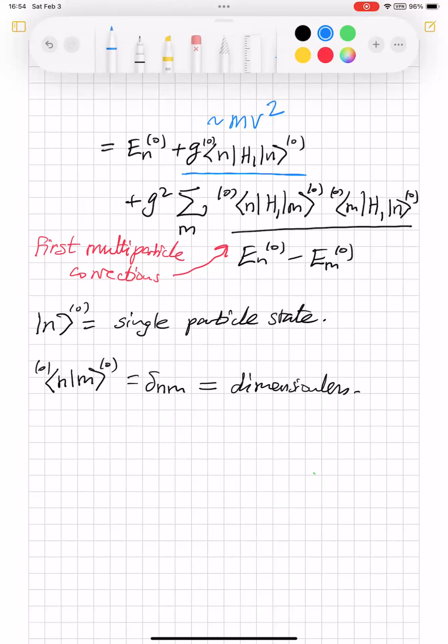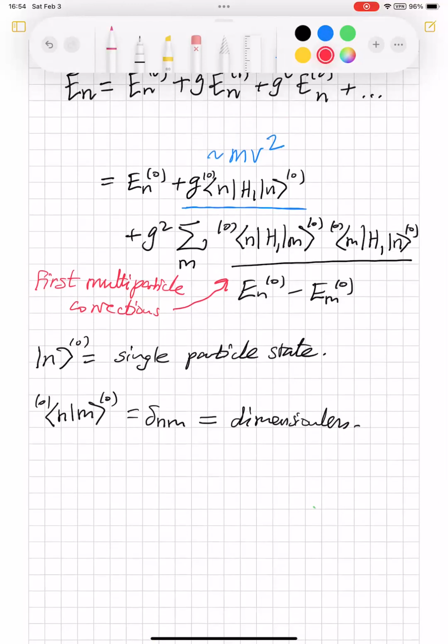Good. Now let's take a look at the multiparticle terms. What you can see is I've got a factor sitting over here and a factor sitting over here. Each of these factors is going to be of size mv squared. The argument is just what we gave for the first order in perturbation theory term. So we've got an mv squared times an mv squared. What we now have to ask ourselves is, how large is the denominator? So this En0 minus Em0.